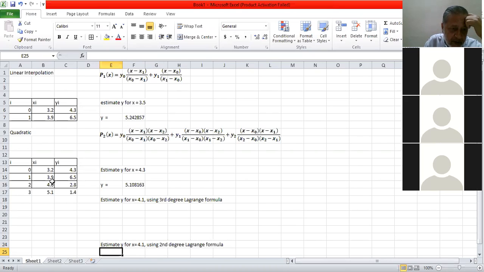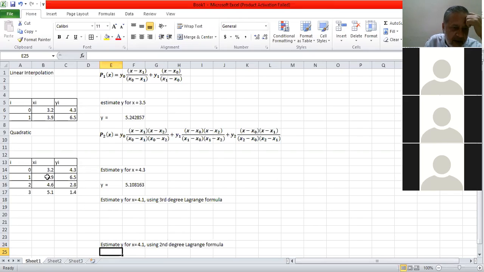Now 4.1 lies where? It lies between 3.9 and 4.6. If I choose the first 3 points, the range of values of x is from 3.2 to 4.6, that makes 1.4. What's the half of 1.4? 0.7. So if I add 0.7 to 3.2, that becomes 3.9, which is close to 4.1 we are trying to estimate.